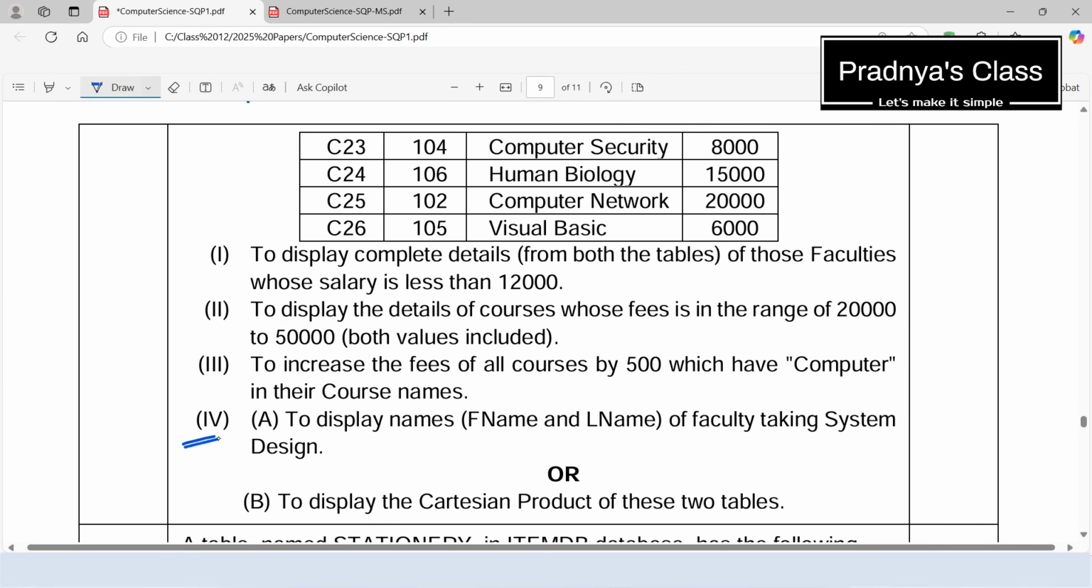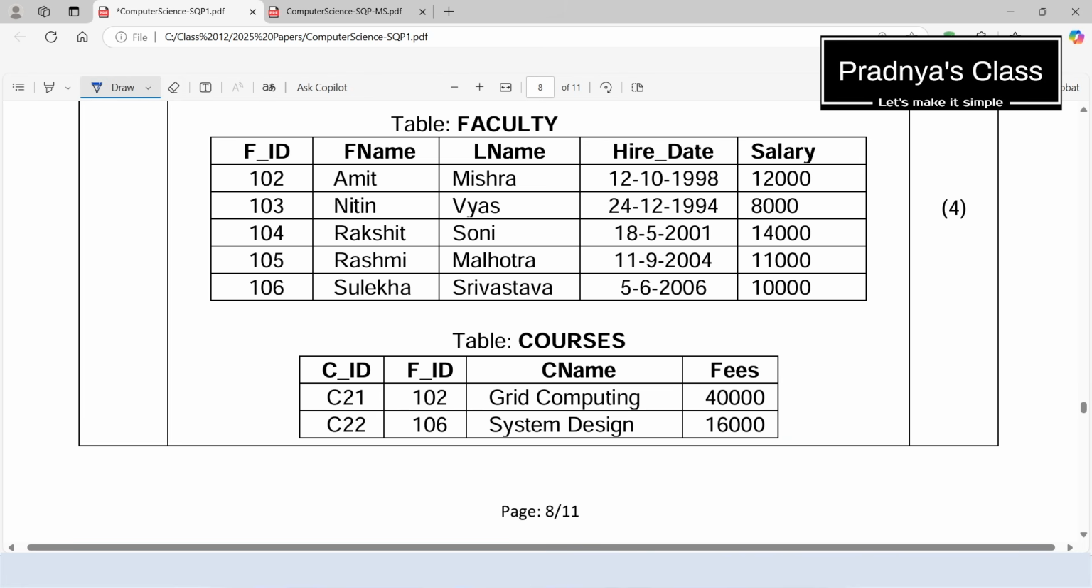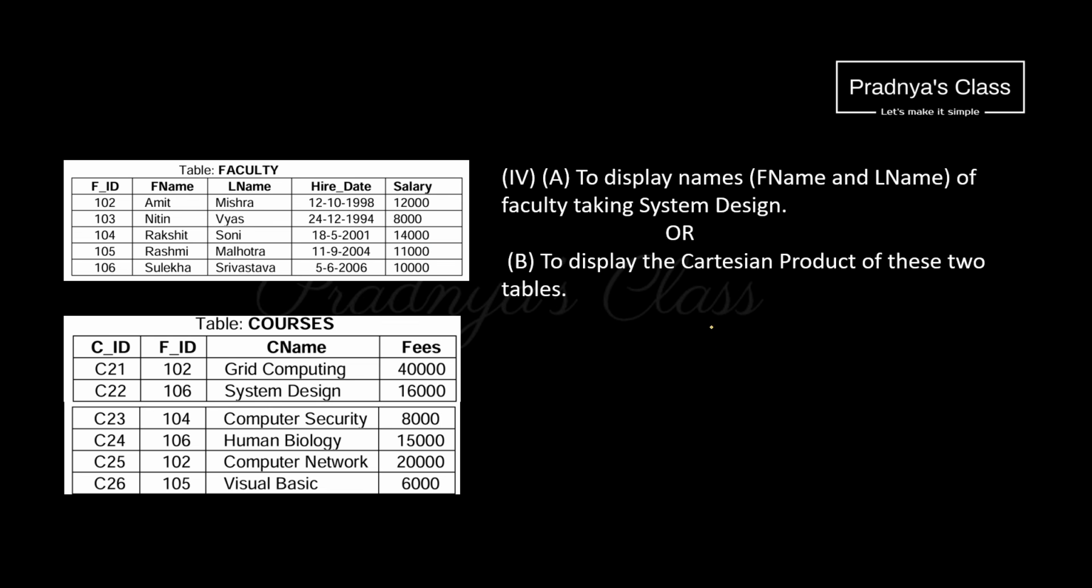Moving ahead to the fourth question, there are 2 parts, A and B. Let's read the first one: to display the names F name and L name of faculty taking system design. In this query, we need to consider both the tables, because F name and L name we will be getting from the faculty table, whereas course name we will be getting from the courses table. So let's work out this query. Again, we need the matching records. For that, you can use any type of join. You can use natural join or you can use equi-join. I am going ahead with natural join.